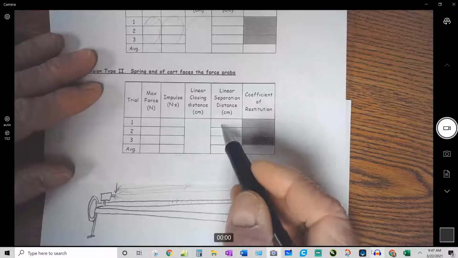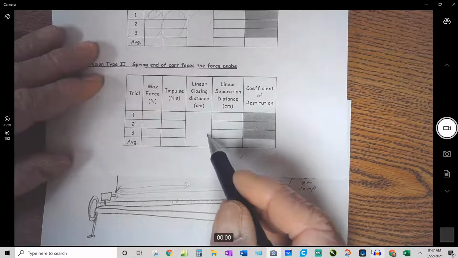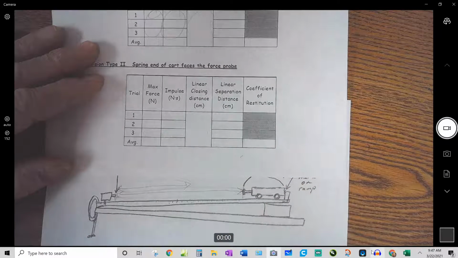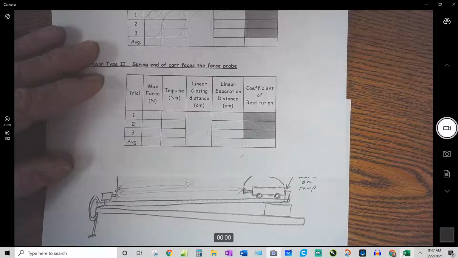And from those two things, you're going to be able to figure out the ratio of the separation speed to the closing speed, so you can get the coefficient of restitution. I'll talk a little bit more about how to do that in class.